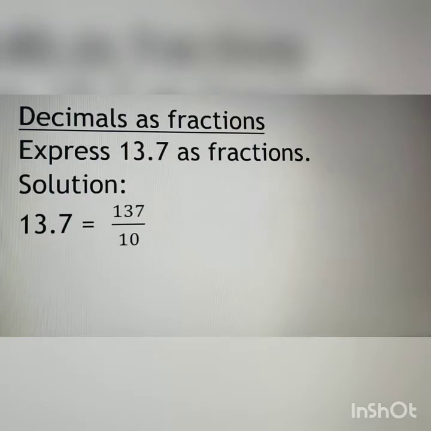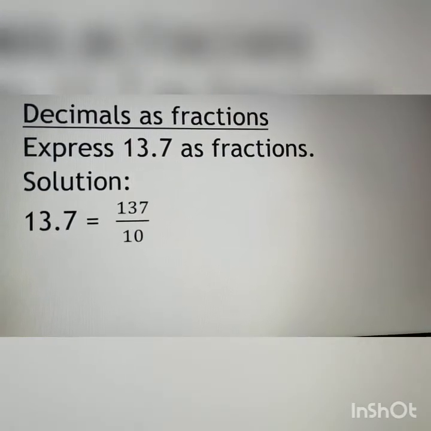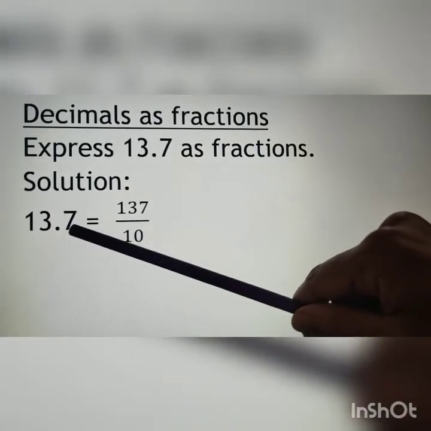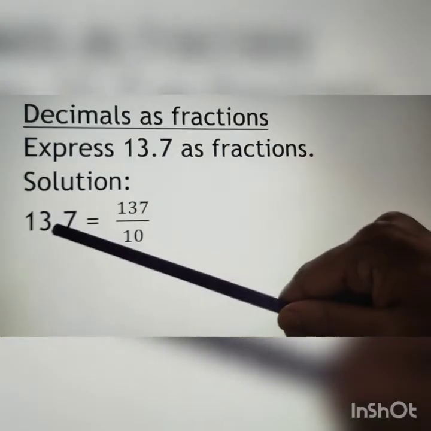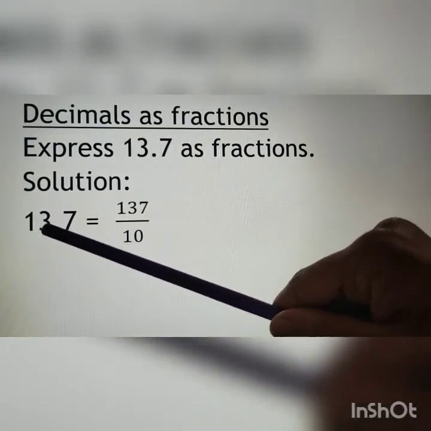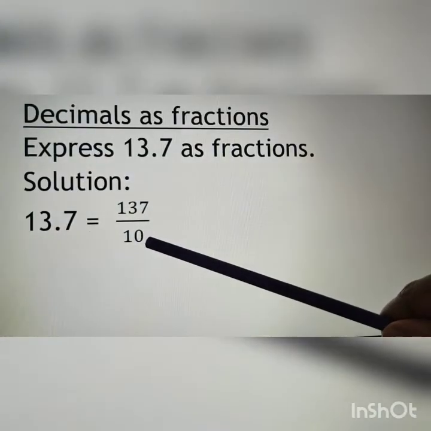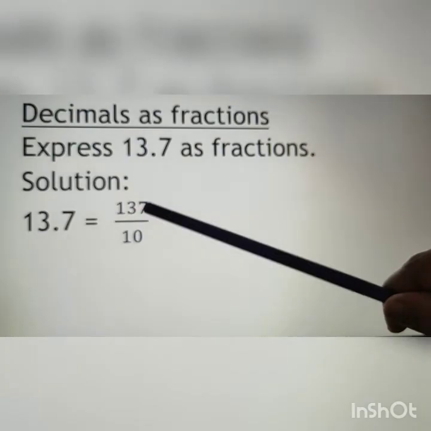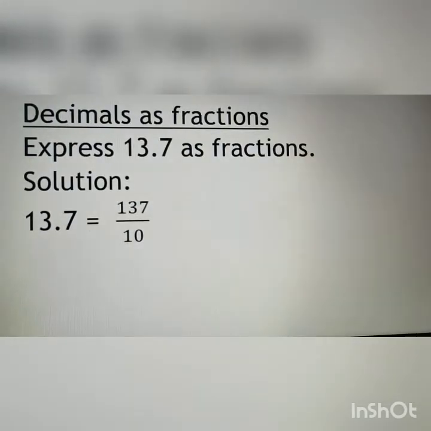Next, decimals as fractions. Example, express 13.7 as a fraction. Solution, 13.7. From the right side, after one digit, there is a decimal point. That means 137 divided by 10. So we can write 13.7 is equal to 137 upon 10.